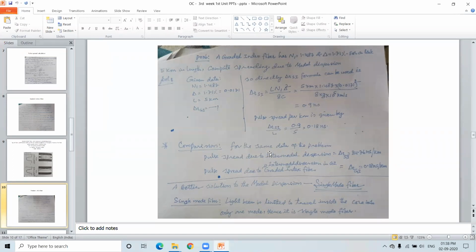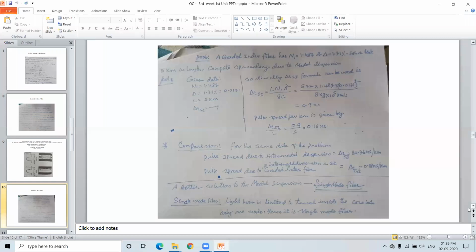So what is this? For the same data of the given problem, the pulse spread due to intermodal dispersion of a step index is going to be 84, and the pulse spread due to the intermodal dispersion in graded index optical fiber is 0.18 nanoseconds per kilometer. Therefore, the bit rate is increased in case of the graded index optical fiber. So this is the first solution to the intermodal dispersion or the modal dispersion. Up to here, the first solution is over.